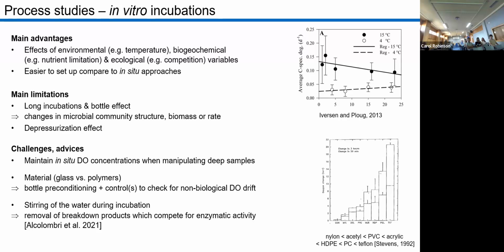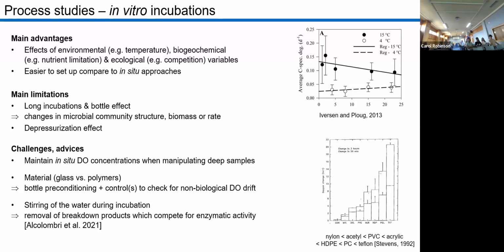So here you have an idea of the gas permeability of different types of plastic. Nylon and acetyl are probably the best plastics that you can use for this kind of incubation, and polycarbonate and Teflon release a lot of oxygen. One way to avoid this effect is to precondition your bottle by soaking it in seawater with similar temperature and dissolved oxygen concentration, and use many controls to check for non-biological oxygen drift.